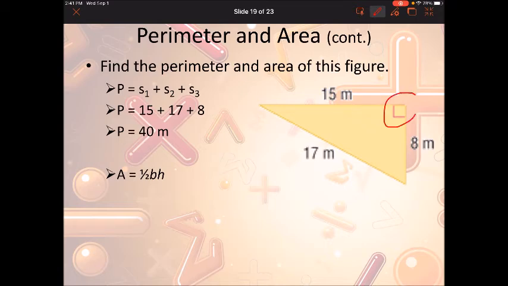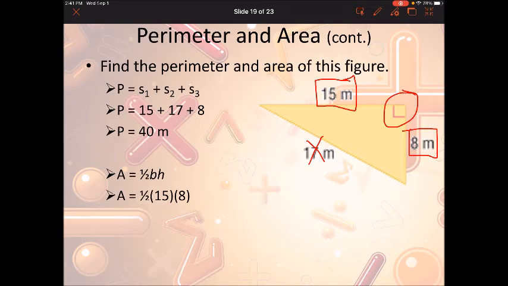So if you'll notice the right angle symbol, perpendicular symbol there, that means that the 15 meters is my base and the 8 meters is my height. I am not going to use the 17 because that is not a base or a height. So I take 15 times 8 and that gives me 60 square meters. It's very important that you use the base and the height, and they are going to be at right angles to each other.